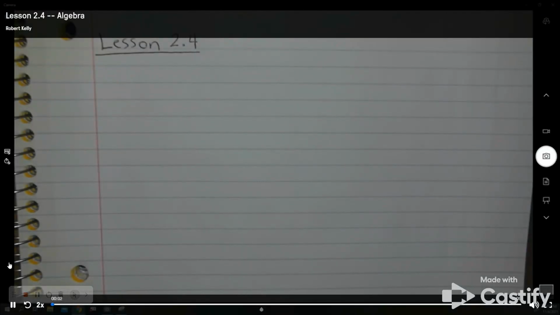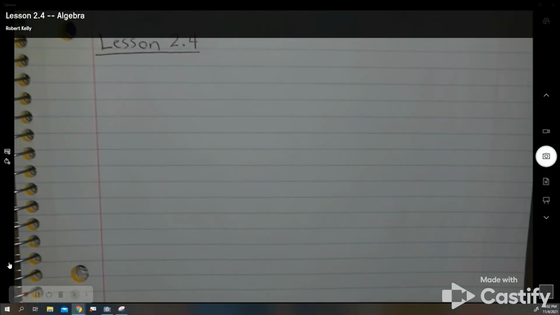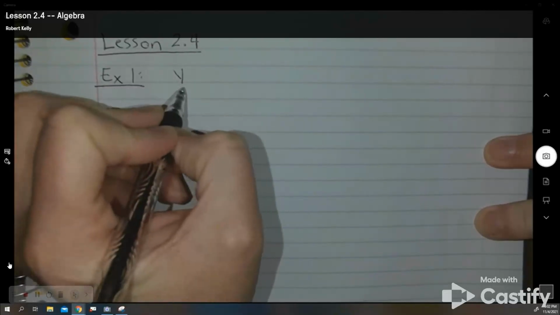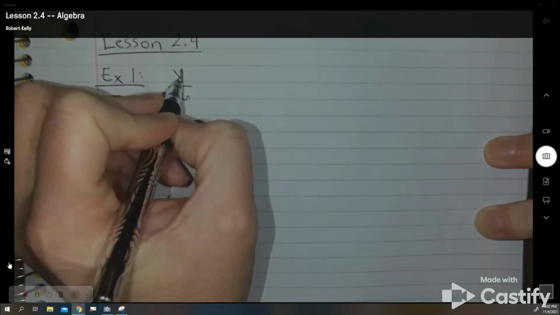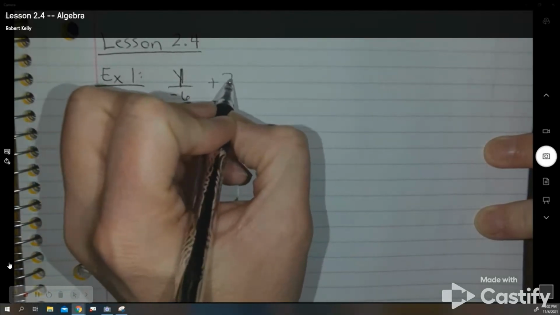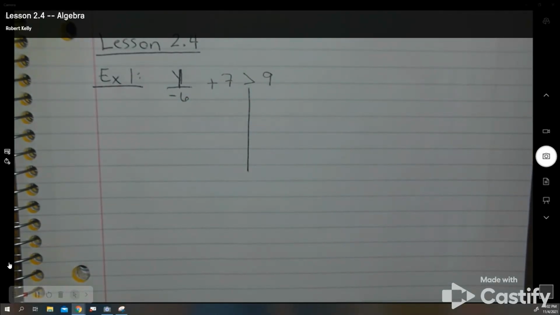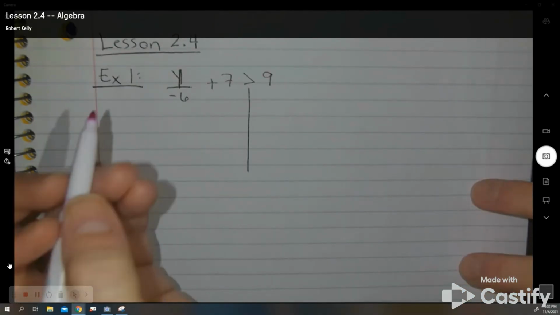This is lesson 2.4. In lesson 2.4, we're going to be continuing to talk about inequalities and solving inequalities, but this time we're going to be working with solving multi-step inequalities. For example 1, we have y over negative 6, plus 7 is greater than 9. So just like we've done in the past, if we have both addition and subtraction along with multiplication or division, we're going to undo the addition or subtraction on the variable side first.